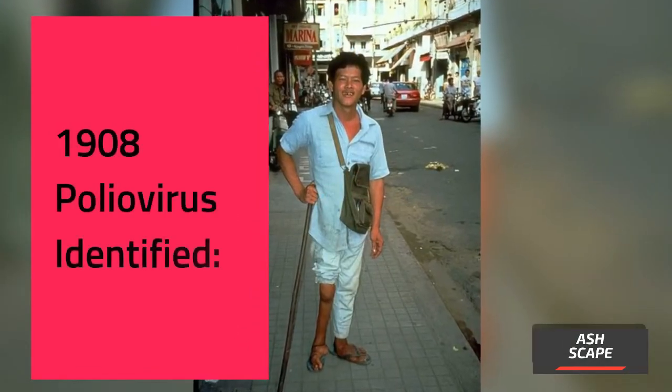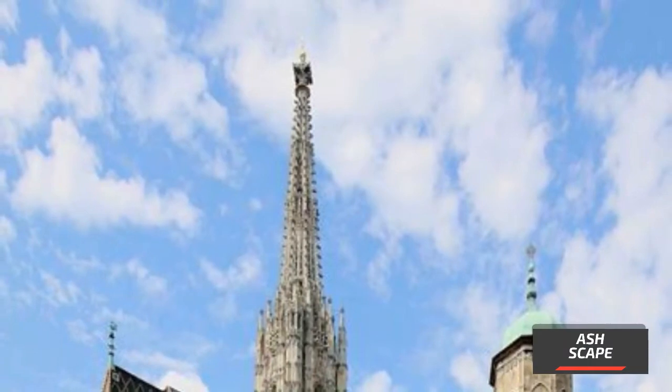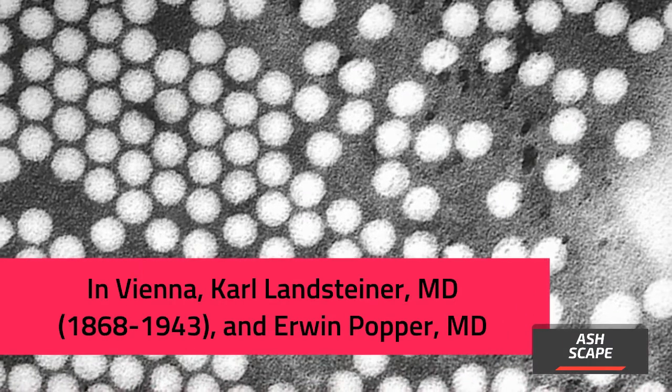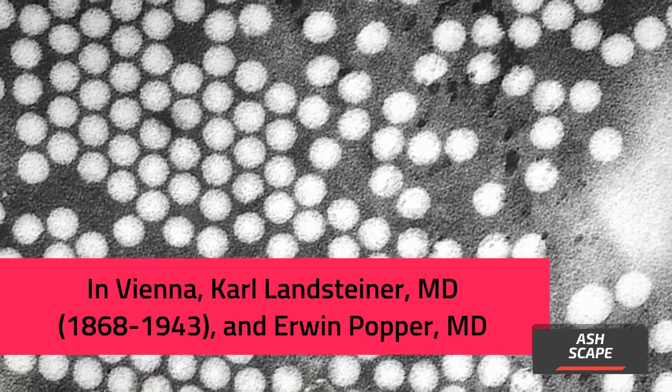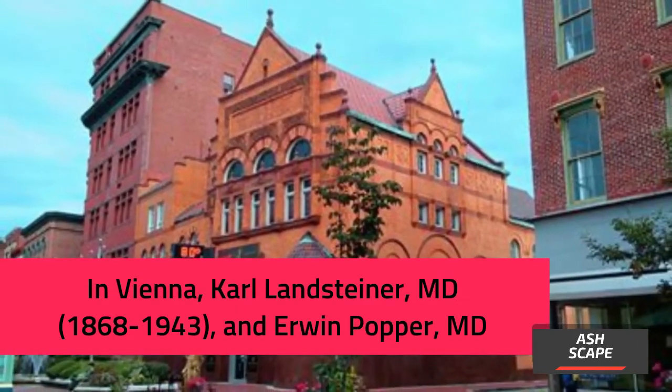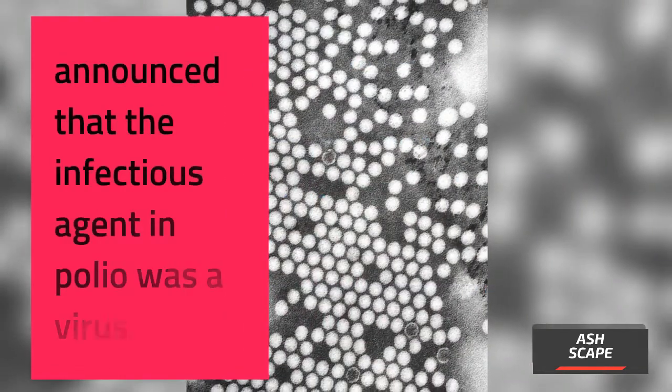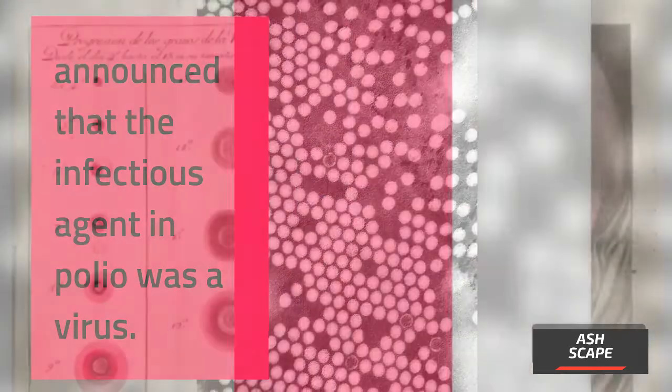1908, poliovirus identified. In Vienna, Karl Landsteiner, M.D., 1868–1943, and Erwin Popper, M.D., 1879–1955, announced that the infectious agent in polio was a virus.